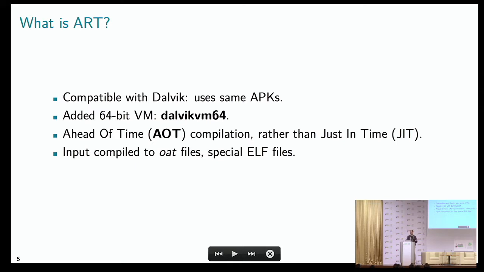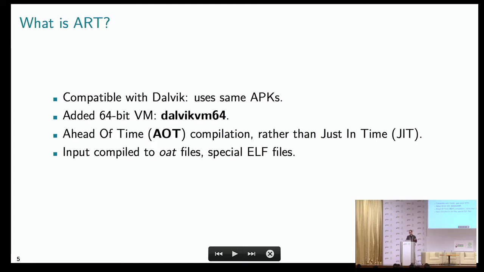Art aims to be compatible with Dalvik in the sense that it starts from the same input files, the APKs, the Android applications, but it works differently. So the input is the same, but it does things slightly differently internally. There are a number of differences between Art and Dalvik. There are two that I'm mainly concerned with in this talk. The first one is that Art introduces a 64-bit mode of execution. So it has two versions, one which is 32-bit and one which is 64-bit. And the second point is that Art introduces ahead-of-time compilation.